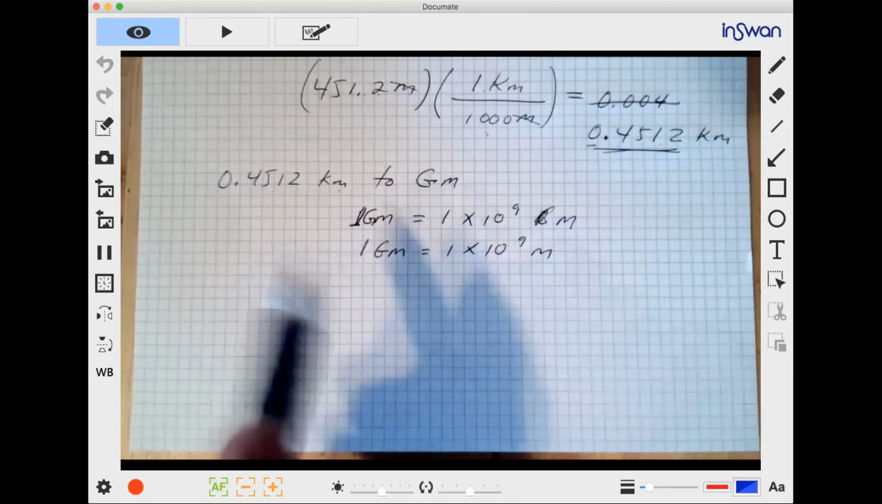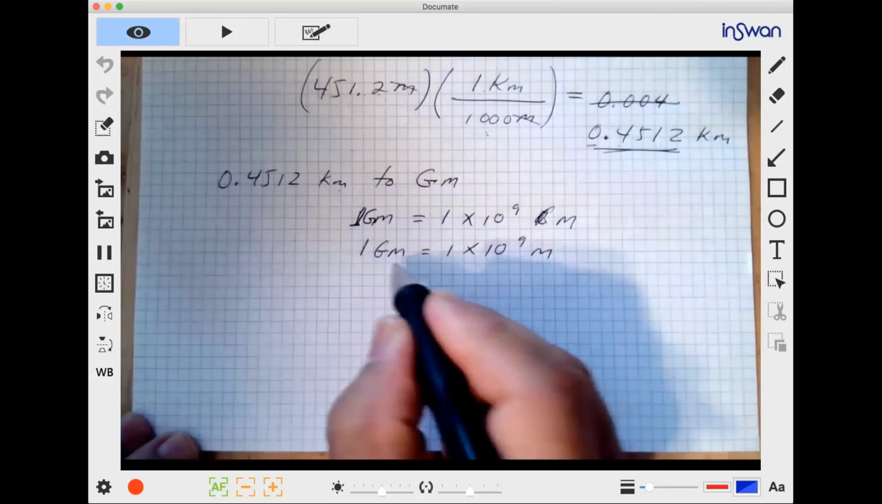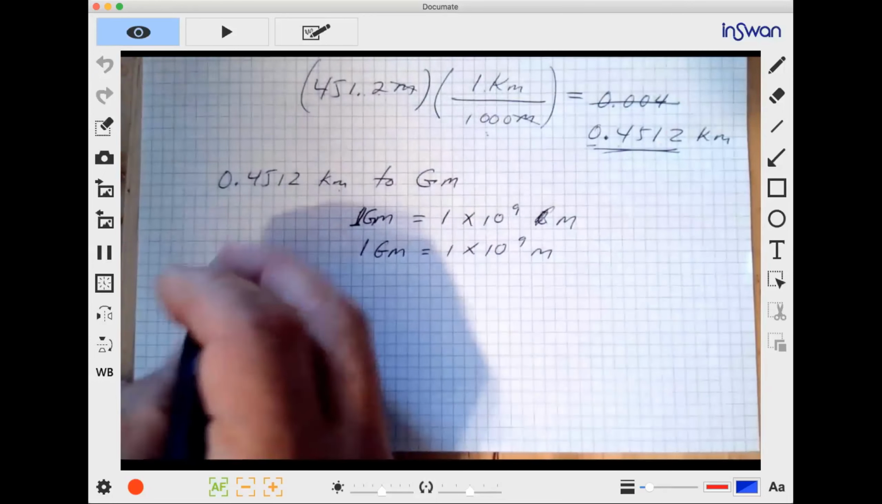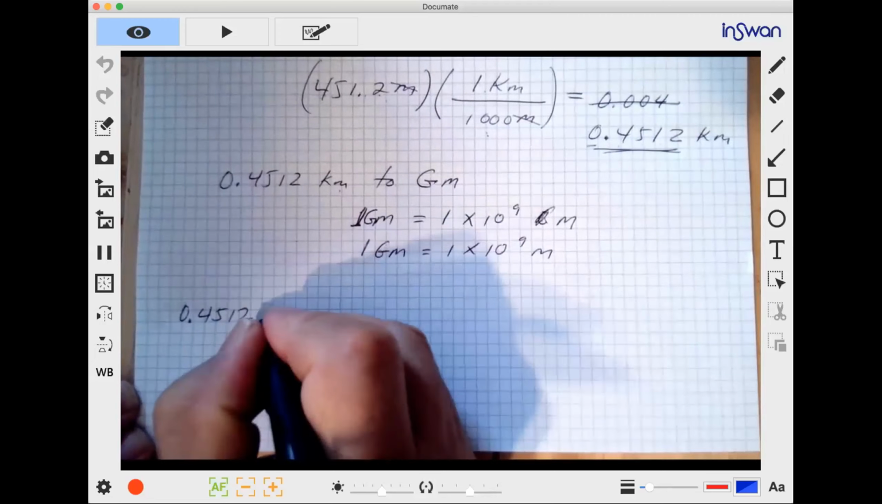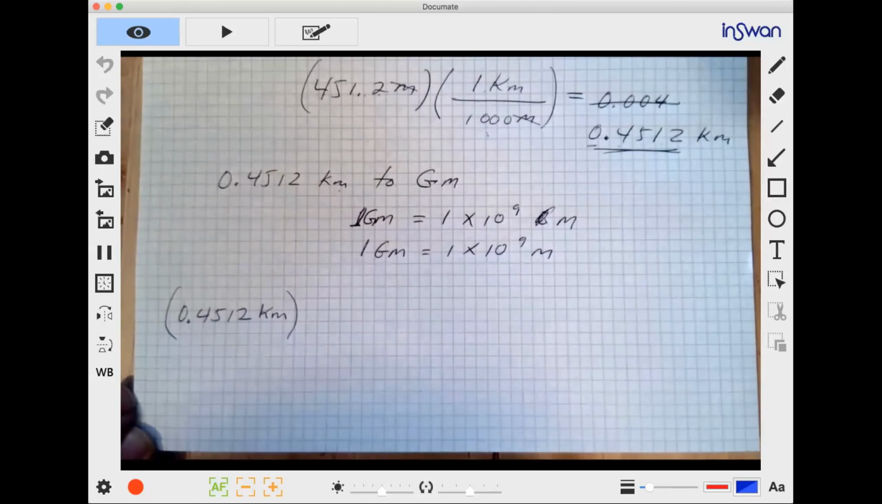First, we're gonna actually just solve the problem the slow, old-fashioned way, and then I'll show you what some of your classmates in previous courses and through history have done to solve these problems faster. So we need 2 equalities here. We need that, and we need the one that we have on top. So I'm not gonna write it down again, but I'm gonna do this in 2 steps. So let's start. We have 0.4512 kilometers. And we want to go to gigameters, but we don't have a conversion factor that takes me straight to gigameters. So first I need to convert kilometers to meters.